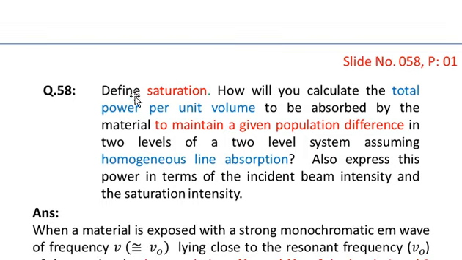Question is, define saturation. How will you calculate the total power per unit volume to be absorbed by the material to maintain a given population difference in the two levels of a two-level system, assuming a homogeneous line absorption? Also express this power in terms of the incident beam intensity and the saturation intensity.